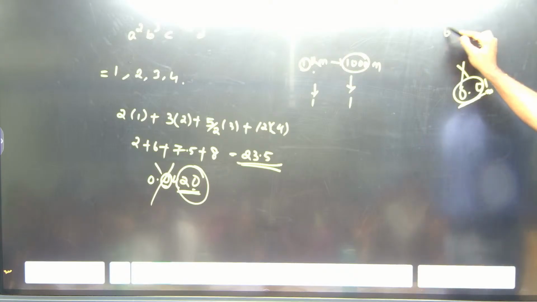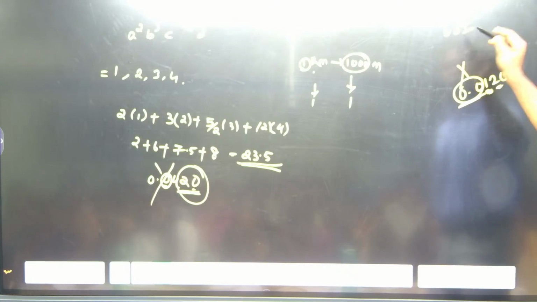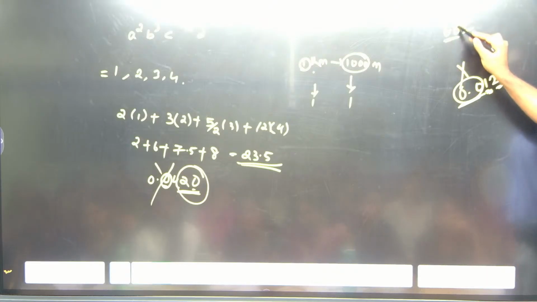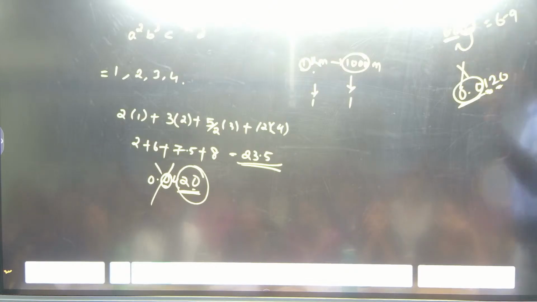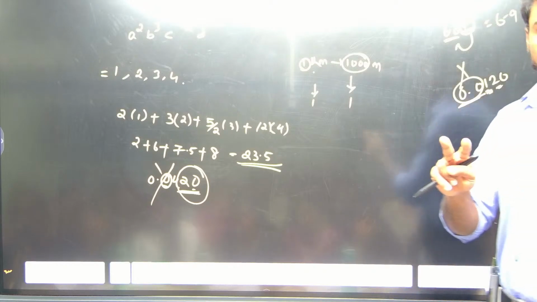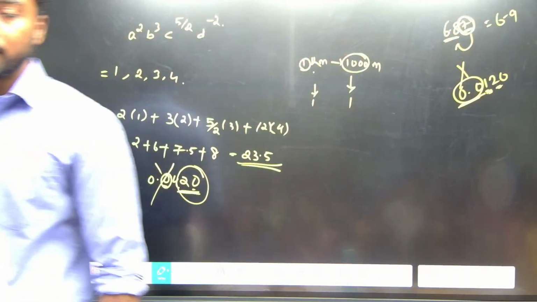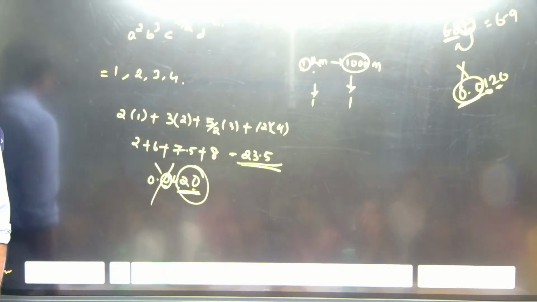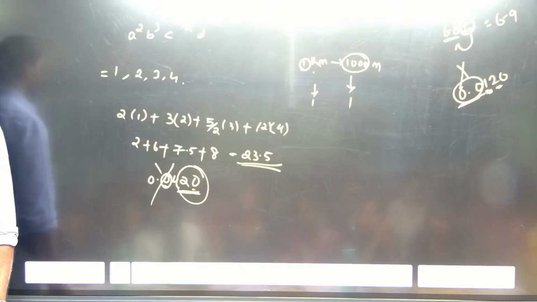Example, 6.87. How many significants are there? 3. I need only 2 significants, that's the question. So I should consider the first 2 digits. The next digit is more than 5, what I should do? 6.9. Understood? They have given 3 significant figures, they are asking only for 2. I should consider the 2 digits, and if the next number is more than 5, the previous number should be plus 1.